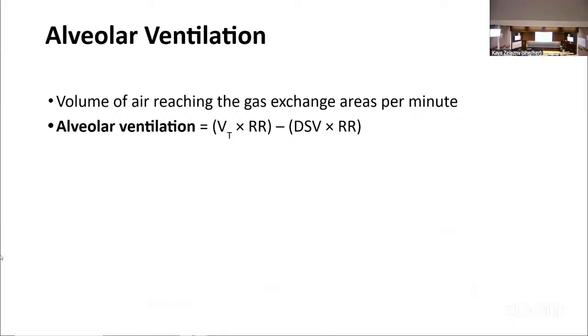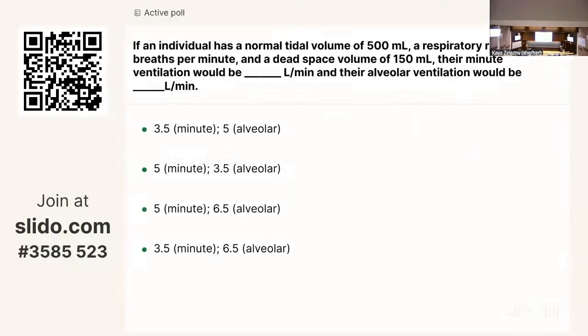All right, so we're gonna do a practice problem here to make sure we got it. Okay, so we're gonna start with someone who has a normal tidal breath volume of 500 milliliters. We're gonna make our math nice and easy. So they're breathing 10 breaths per minute. That's their respiratory rate. And they're gonna have the usual dead space volume of 150 milliliters. So we wanna know, what is their minute ventilation gonna be in this case? And what is their alveolar ventilation gonna be in this case?